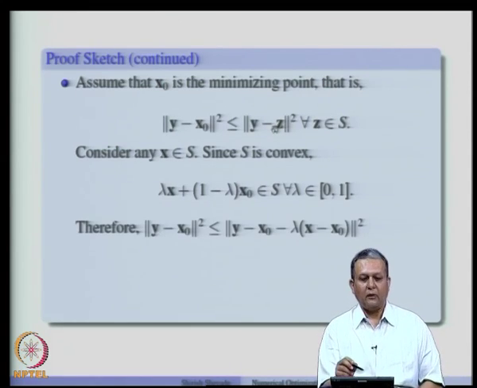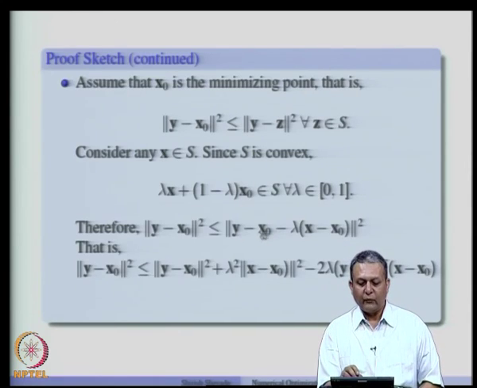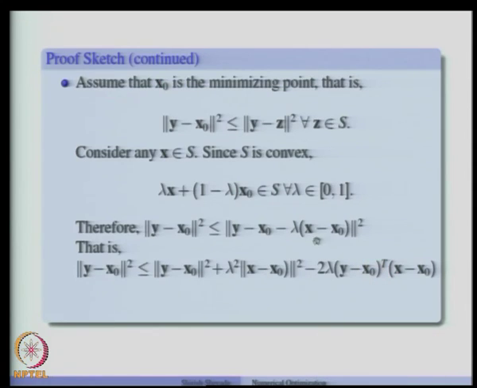So, what do we get? We get that the norm of y minus x naught squared is less than or equal to the norm of y minus x naught minus lambda into x minus x naught, squared. So, we have just substituted this quantity here and rearranged the terms so that we could write it as y minus x naught minus lambda into x minus x naught. Now, let us try to expand this. If you expand the right side, what we get is the norm of y minus x naught squared plus lambda squared norm of x minus x naught squared minus 2 lambda y minus x naught transpose x minus x naught.